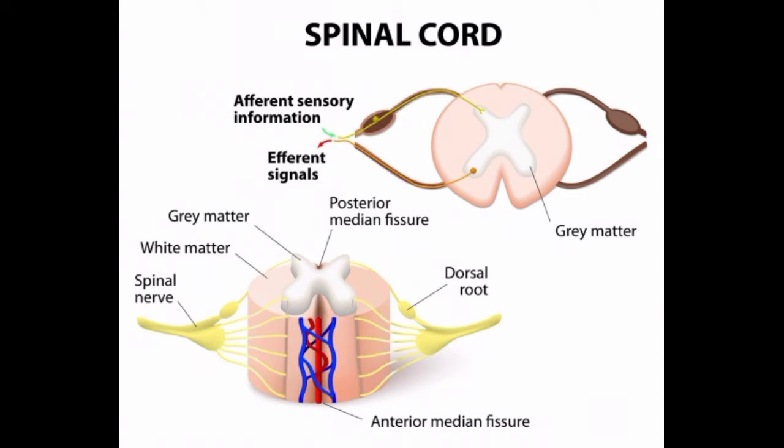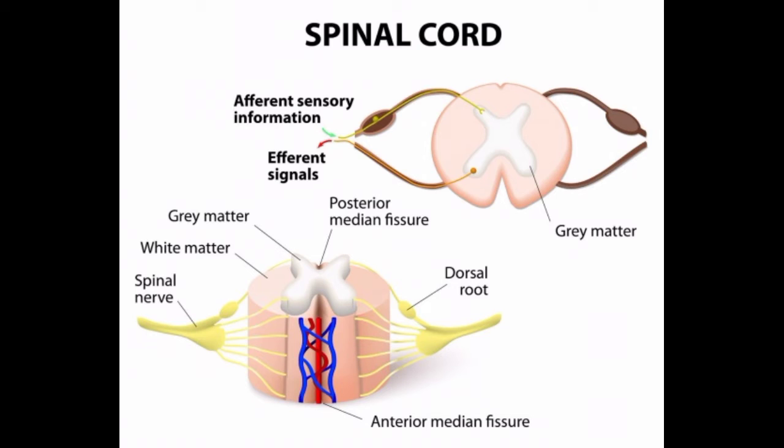So if we talk about the basic functions of the spinal cord, the first is to conduct impulses to and from the brain. Next, it acts as a reflex center, meaning it controls the reflex action, and third, it controls the involuntary activities. Most of the involuntary activities are controlled by the spinal cord only.